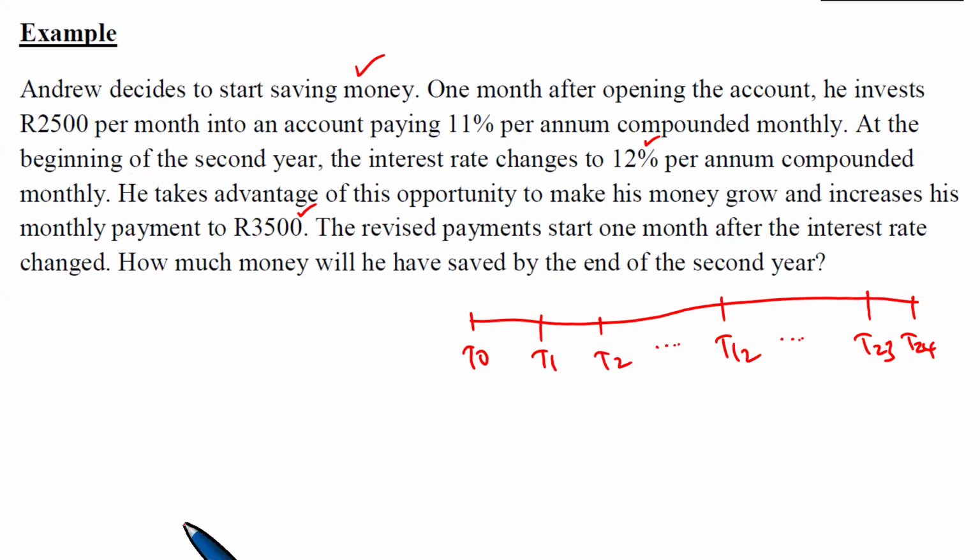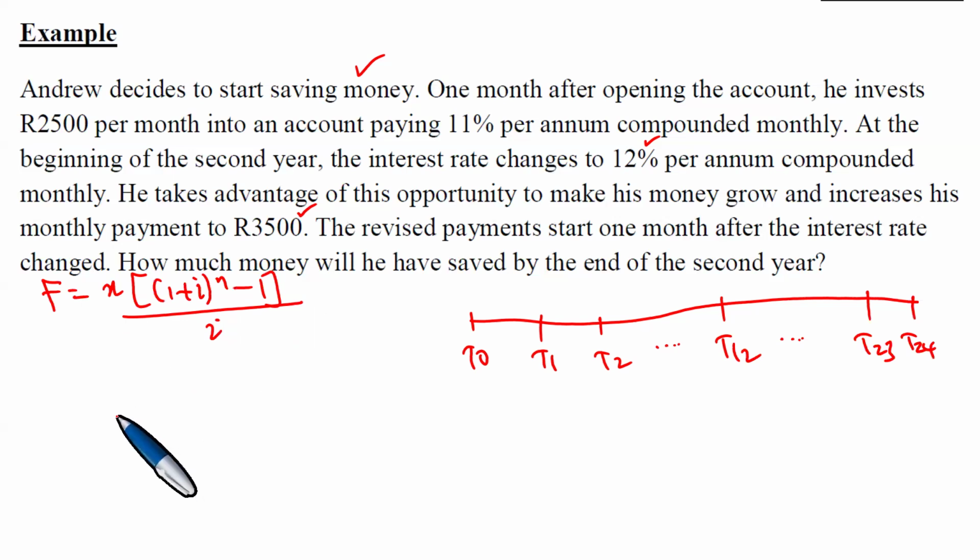So I have an idea, I think. Yes, what do you think we need to do? With the future value formula, you're going to first compound this amount, the 2,500 per month, with the 11% monthly, for 12 months, because it's 12 payments. And then for the second year, you're going to add that with the new value, which is 3,500, compounded at 12%. You're on point.